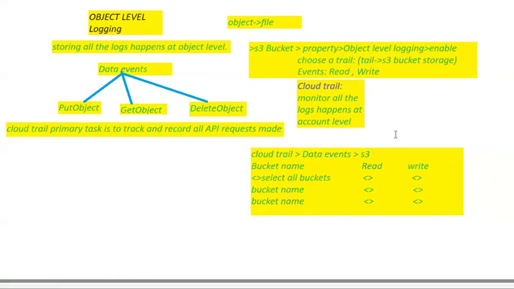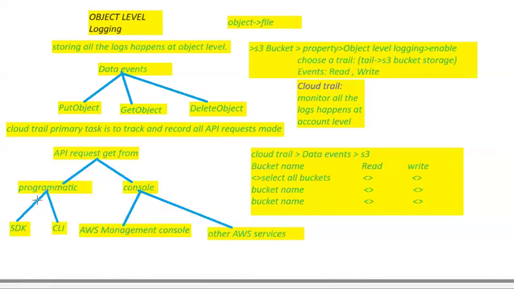So let's revise. What will this CloudTrail do? What is its primary task? It will track and record all the API requests made. From where will the API get the request? Either programmatically or from the console. From where will a programmatic request come? From either the SDK or CLI. From where will a console request come? From the AWS Management Console or other AWS services, this request will come.